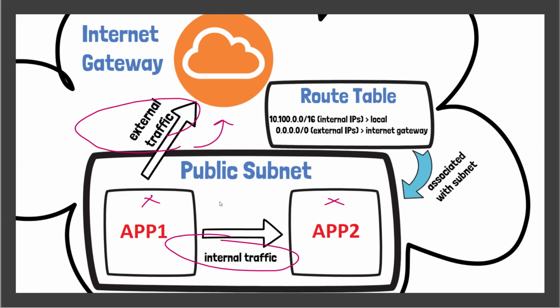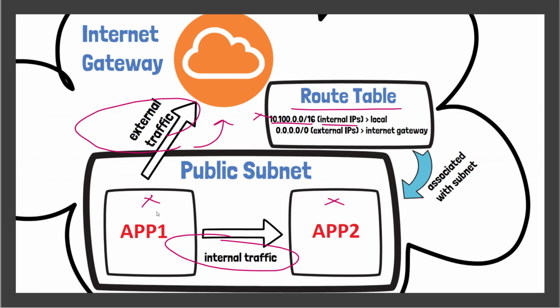If they want to access each other in the same subnet, normally it is internal traffic. In the route table, we should define how they can communicate together. If you see here, this is our VPC CIDR block. So here we define if they are in this CIDR block, how to communicate internally.